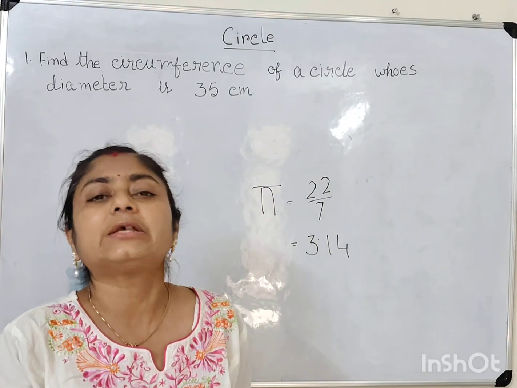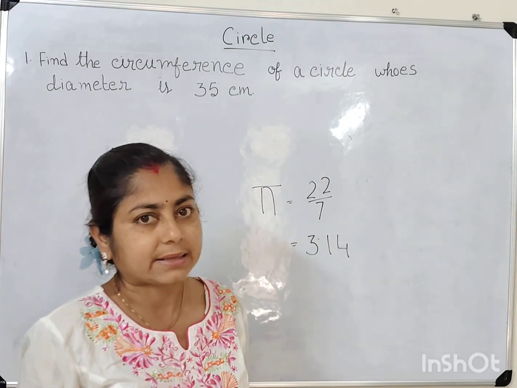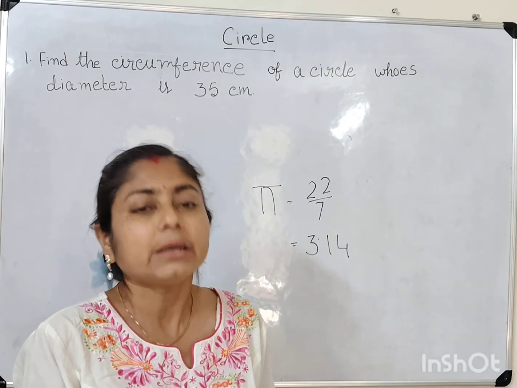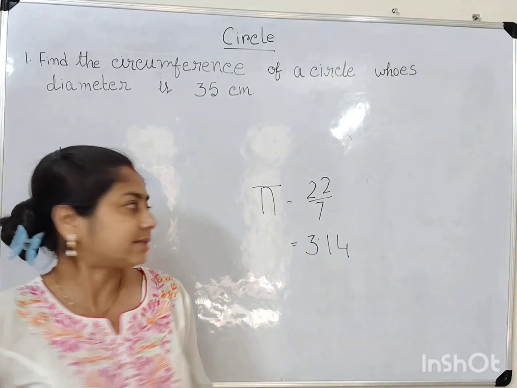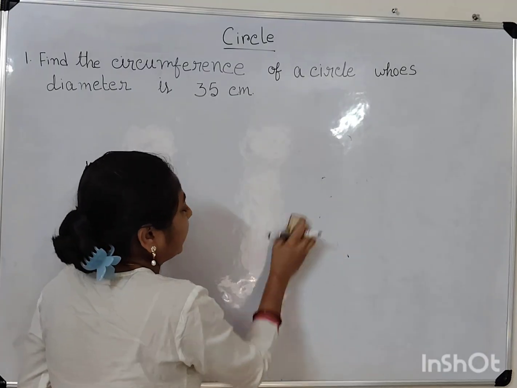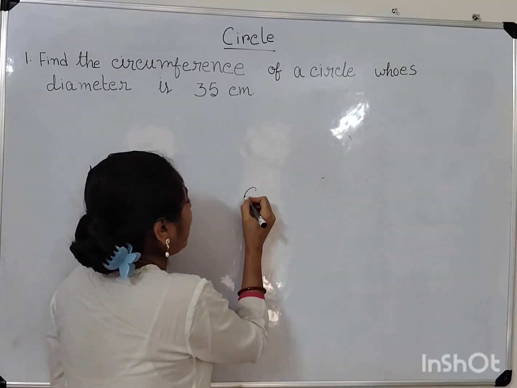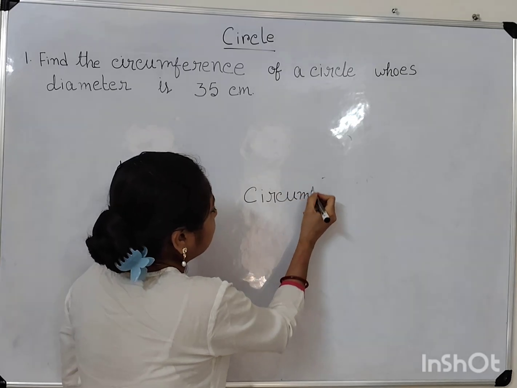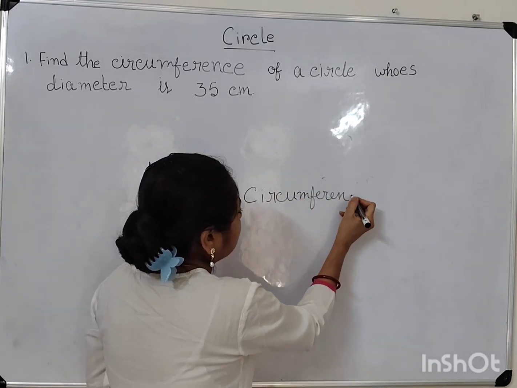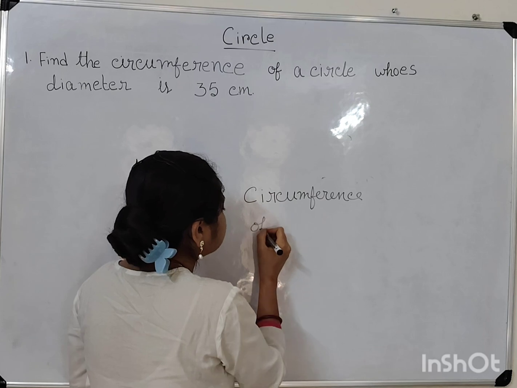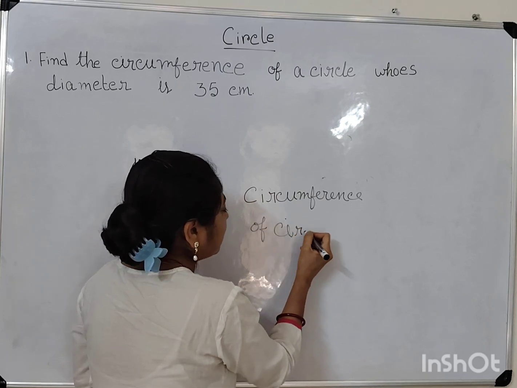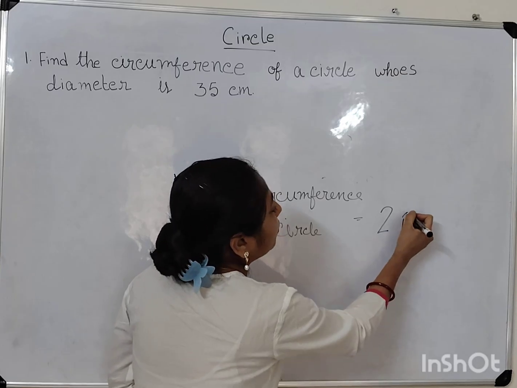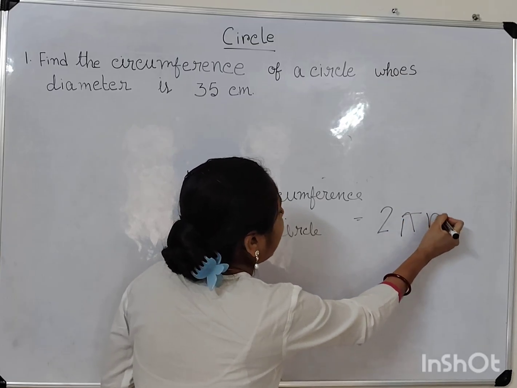We can apply this pi in different maths. Today I teach a very easy formula where we apply pi. And what is the formula? The formula is the circumference of a circle. What is the formula? The formula is 2 pi r.